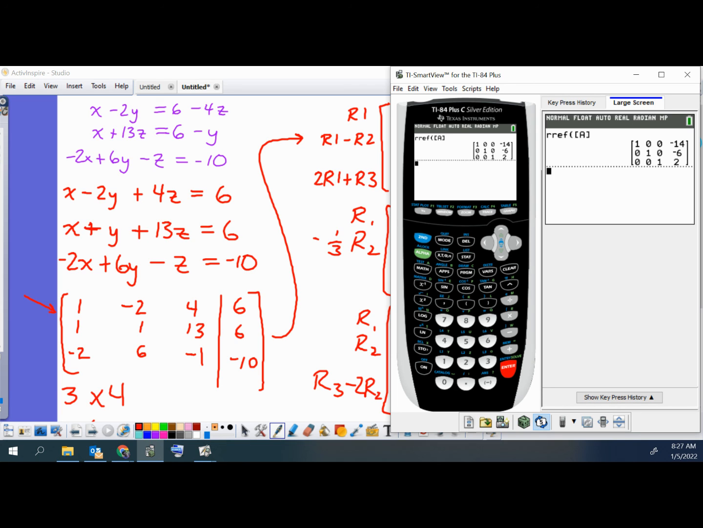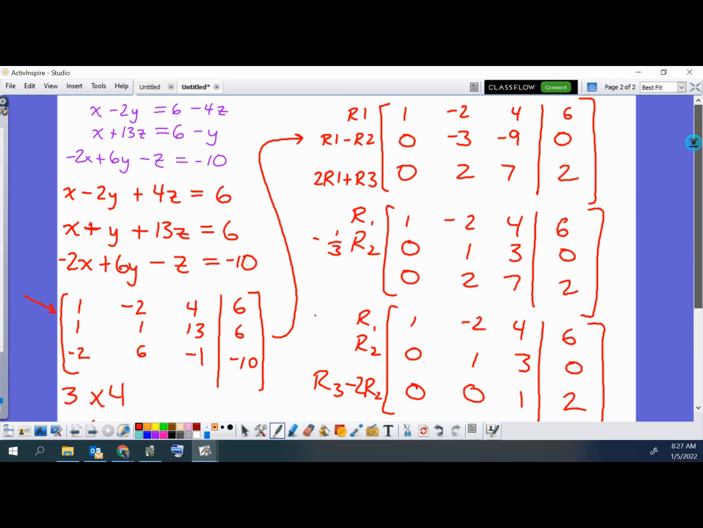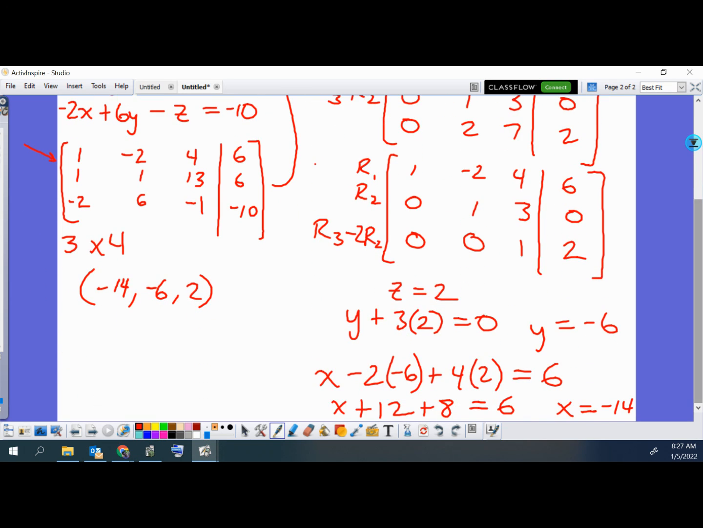And look at that: 1, 0, 0, -14. That means x is -14. 0, 1, 0, -6. That means y is -6. 0, 0, 1, 2. That means 1z equals 2. Equations: 1x plus 0y plus 0z equals -14. That's what that top row says. Good? So that's the magic button. It does it for you, and that is the same answer we got by hand. Cool?